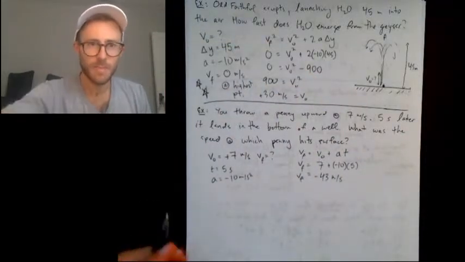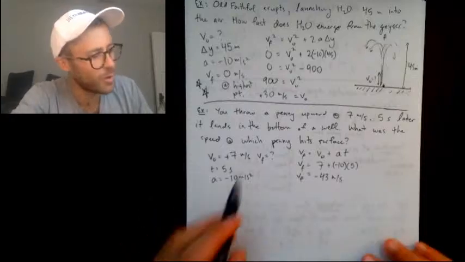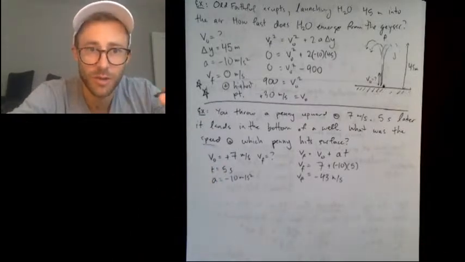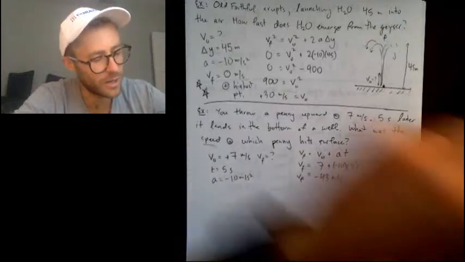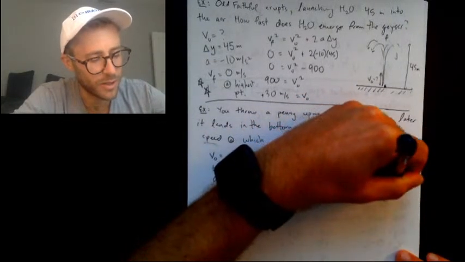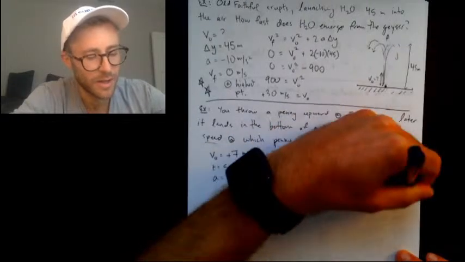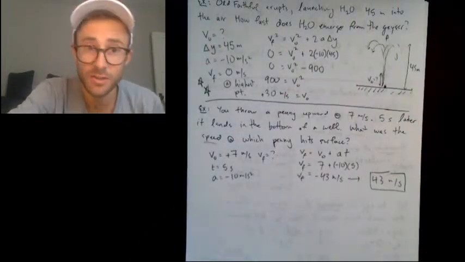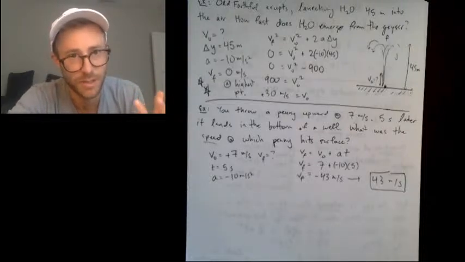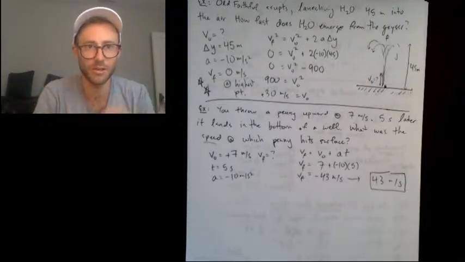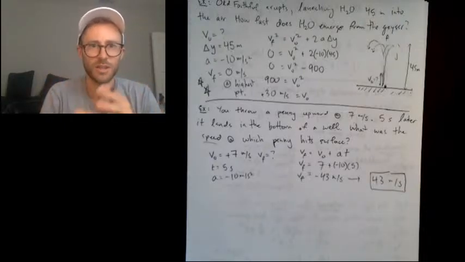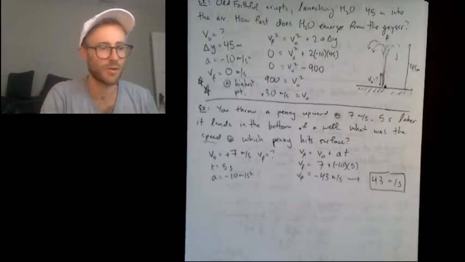Now one little thing here. If I said, what was the speed? Speed is velocity without direction, okay? So technically speaking, my answer is 43 meters per second, not negative 43, because I didn't say what was the velocity at which it hits the surface. I said what was the speed, and speed is just a number without a direction, okay? So that's just a little linguistic thing about solving the physics problem.